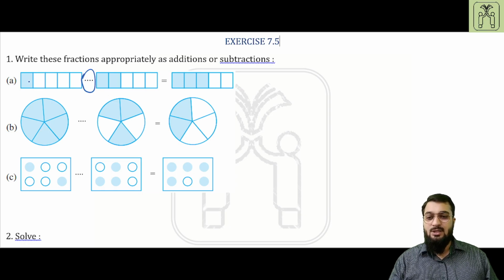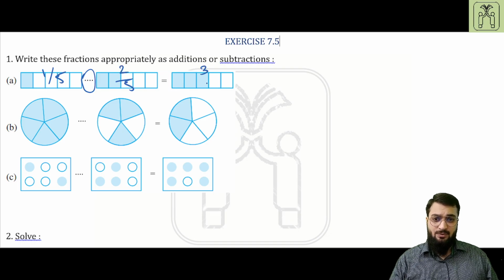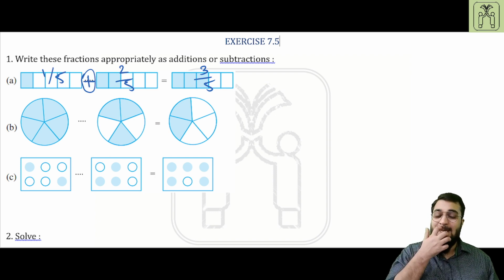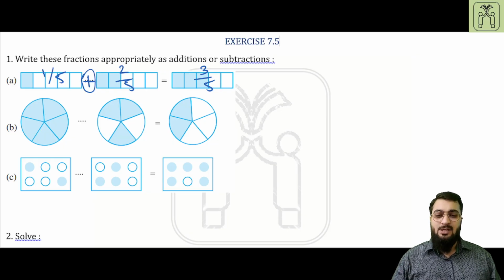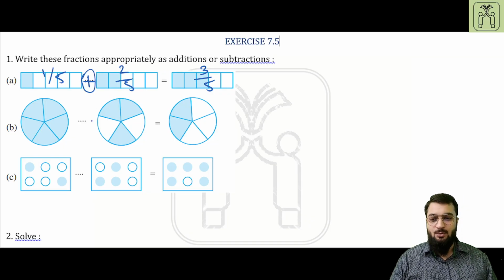So the first one will be 1 upon 5, and this will be 2 upon 5. The result is 3 upon 5. You can understand just by looking at it that this will be 1 upon 5 plus 2 upon 5, which will give us 3 upon 5, because the denominator is common, the same, therefore we do not have to use any additional concept of LCM and the algebraic operation can be carried out using operators only.